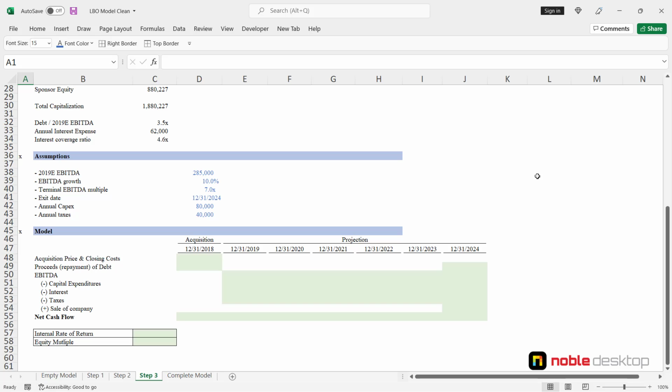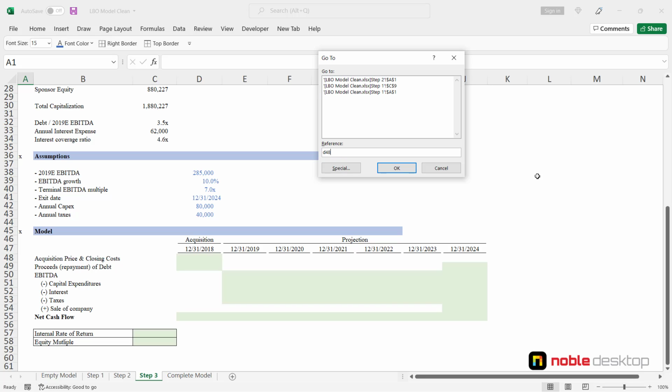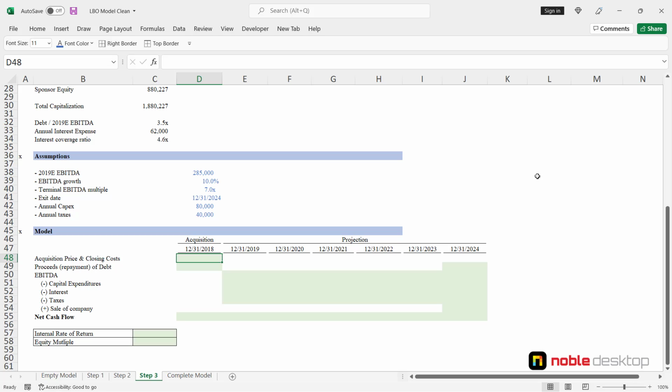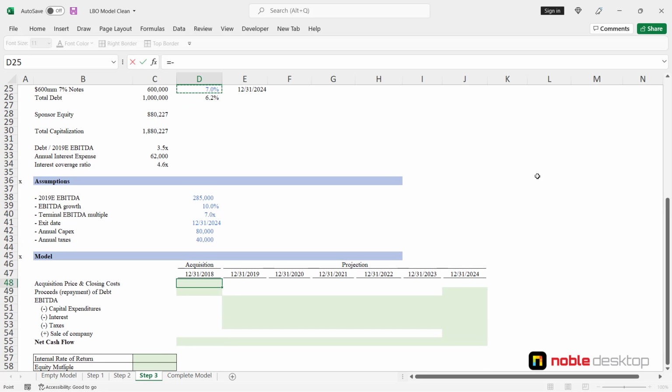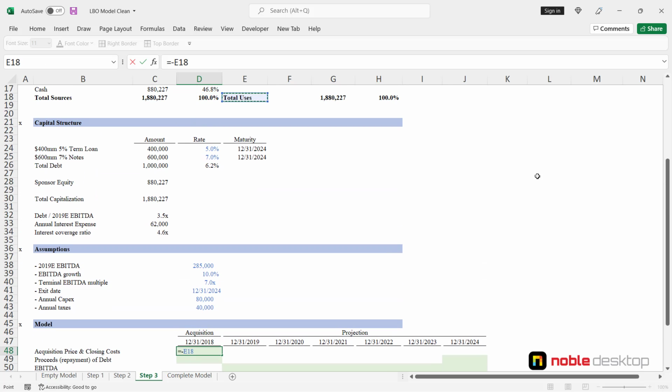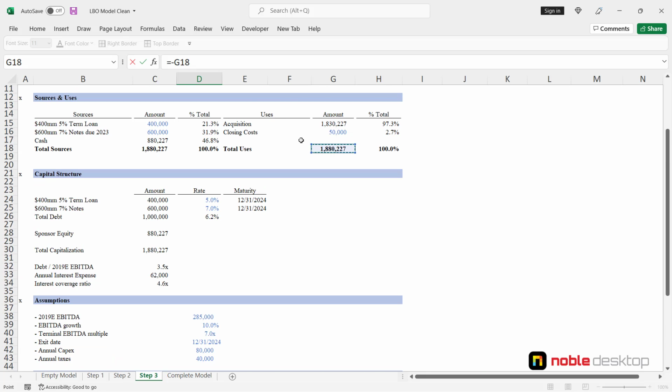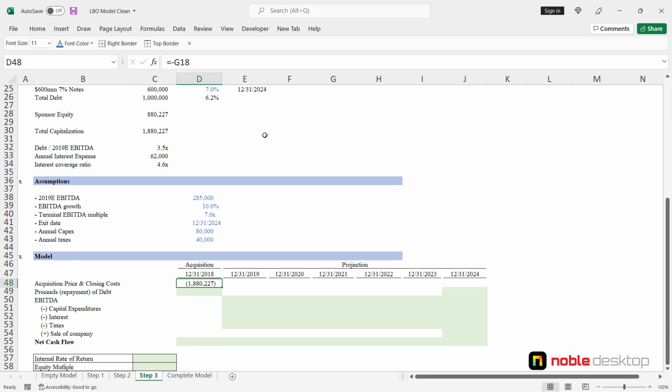So I'm going to fly to the cell D48 with F5 function, 5 shortcut, and put my first number for the model, acquisition price and closing costs. I'm going to grab it above from the cell G18, which is my uses of funds, acquisition and closing costs. Beautiful.